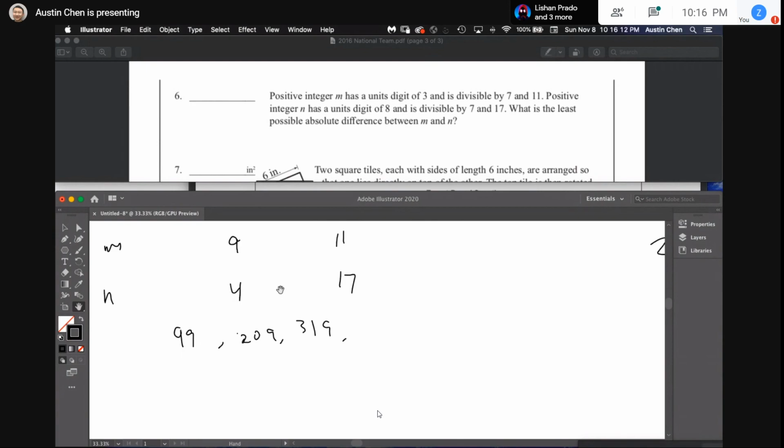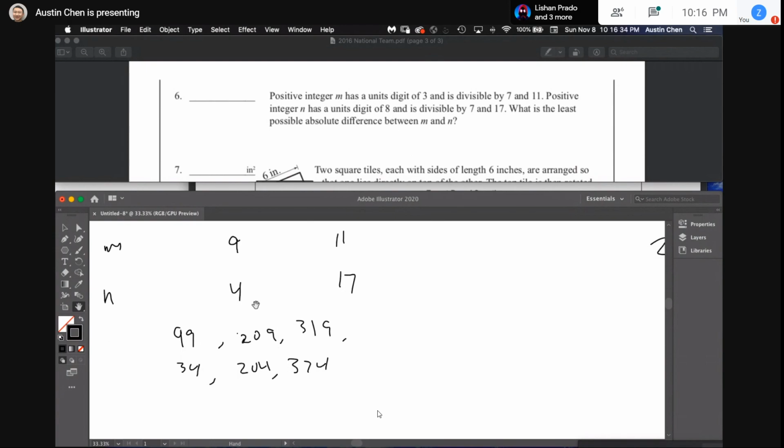Okay, what about the units digit of 4 and 17? Well, if we try to find the first multiple of 17 that has a 4 as a units digit, that is just 17 times 2, which is 34. And then we just add 170s, right, to keep the units digit of 4. So listing out the first 3, we have this.